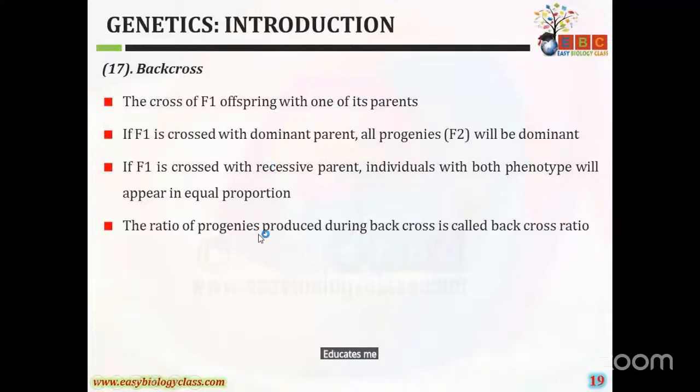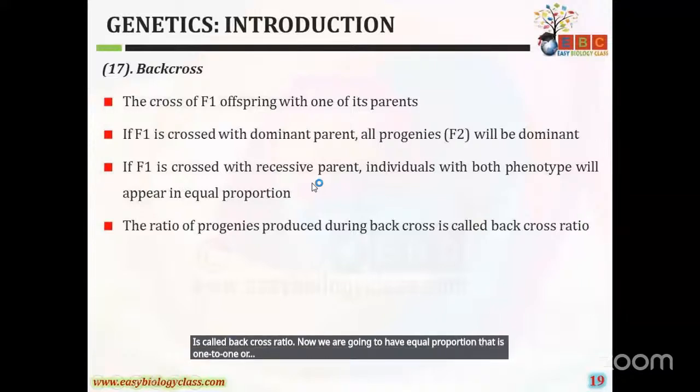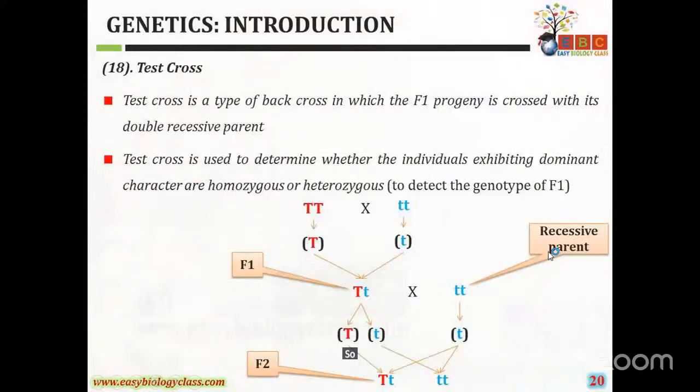So the ratio of progenies produced during backcross is called backcross ratio. Like we are going to have equal proportion, that is 1:1 or 50-50 in this test cross. So that ratio is called backcross ratio. So you may be asked to calculate the backcross ratio. So that's how you do it.